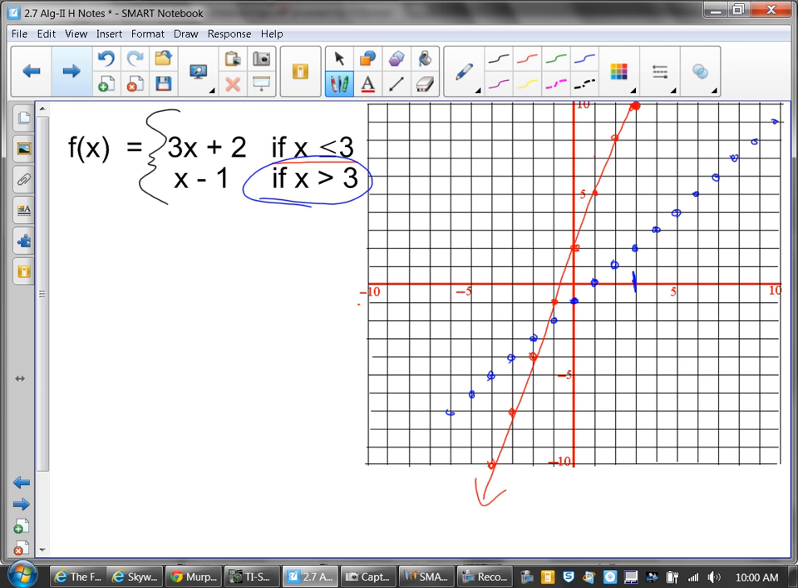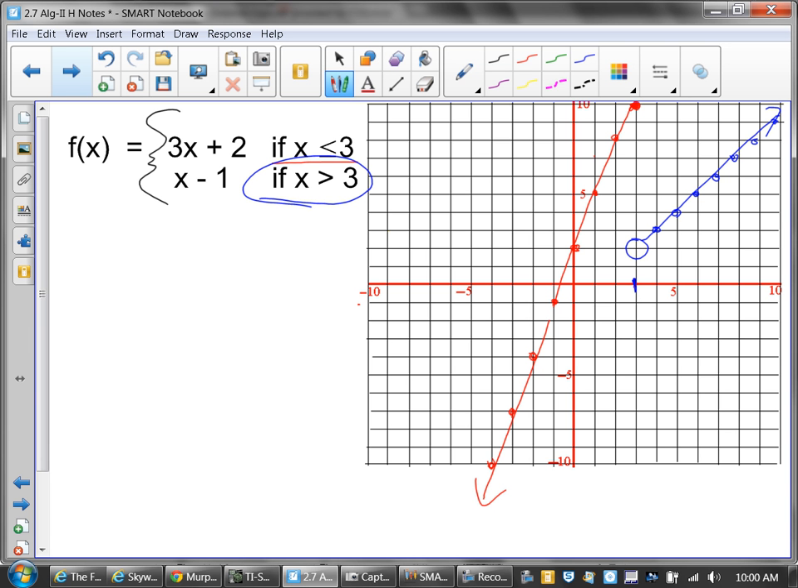Should that be a solid or an open dot? Open. I'll make this. And what way should I be going? To the right or to the left? To the right. And there's my piecewise function. And then I just go back and erase the other dots. That's it.